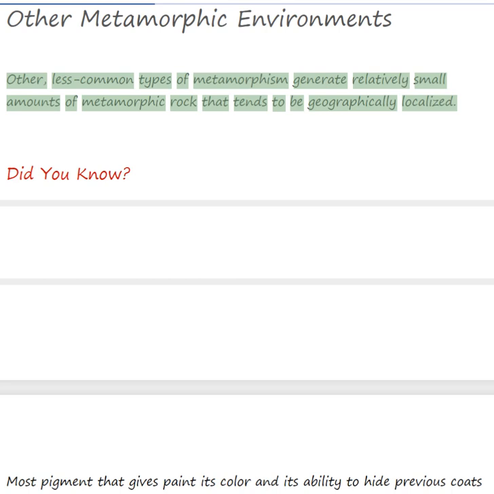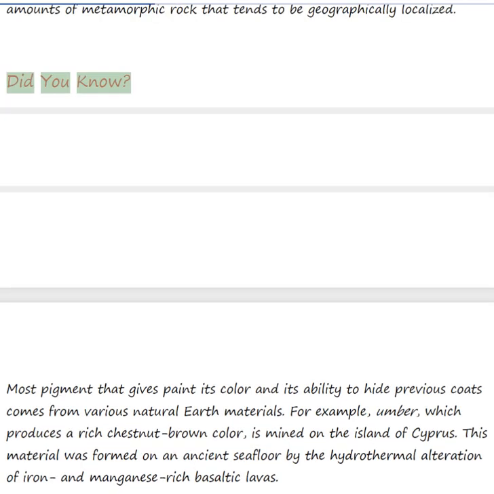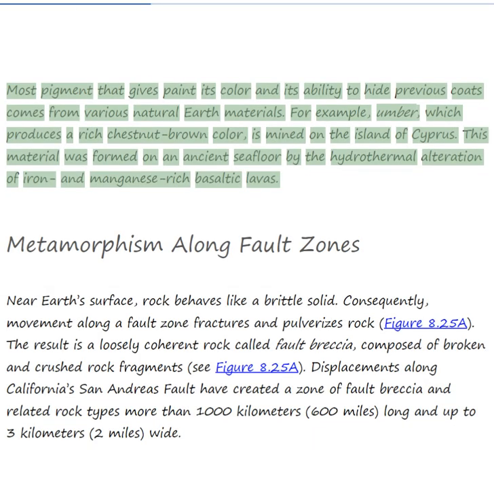geographically localized. Did you know? Most pigment that gives paint its color and its ability to hide previous coats comes from various natural earth materials. For example, umber, which produces a rich chestnut brown color, is mined on the island of Cyprus. This material was formed on an ancient seafloor by the hydrothermal alteration of iron and manganese-rich basaltic lavas.